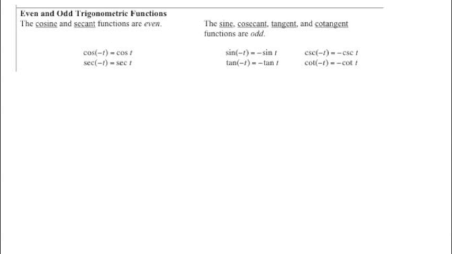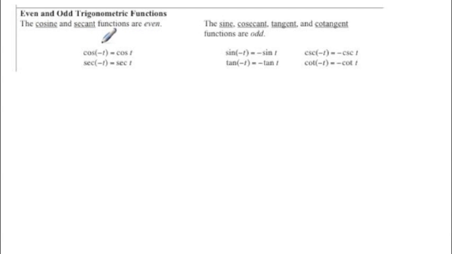Even and odd trigonometric functions. We talked about even and odd functions. Remember, we defined an even function: if you have f of -x, it equals f of x. We talked about an odd function: if you have f of -x, it equals -f of x. So, turns out cosine and secant are even functions.